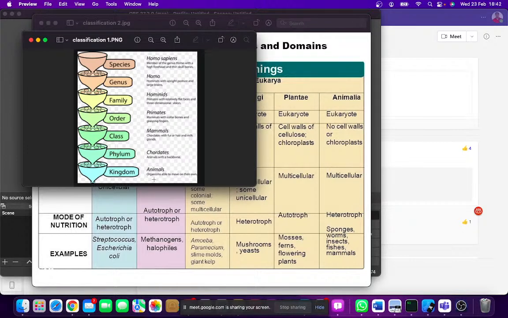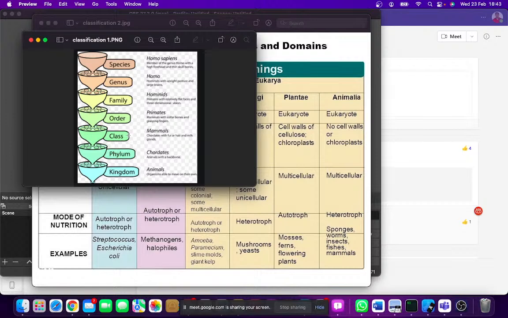You can see under kingdom, human beings are classified as animals, and animals are organisms that are able to move on their own. Then under phylum, they are classified as chordates. Chordates are animals with a backbone. You have your spinal cord and your backbone that protects the spinal cord. Animals that have that backbone are called chordates, and that is the phylum in which human beings are classified.